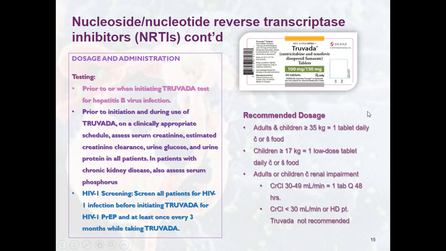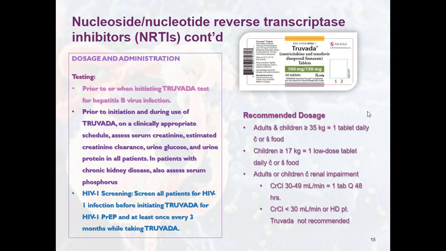So more information about Truvada, dosage and administration: prior to starting Truvada, they are to be tested for hepatitis B. They are also to have several lab values drawn for serum creatinine clearance, urine glucose, and urine protein in all patients. That's to ensure that they have safe kidney function, because Truvada has an effect on your kidneys.